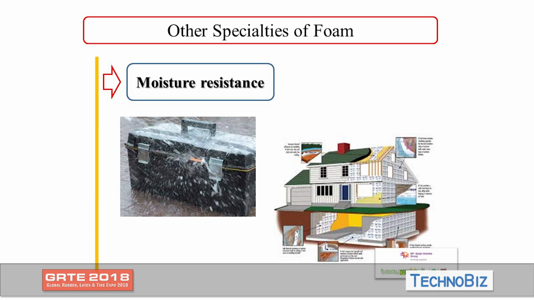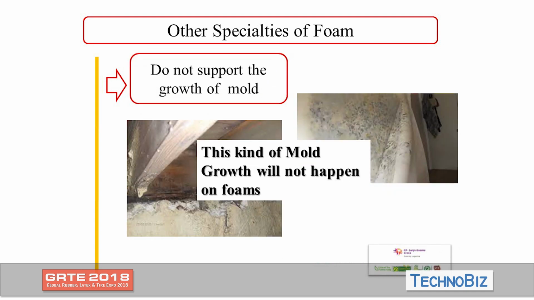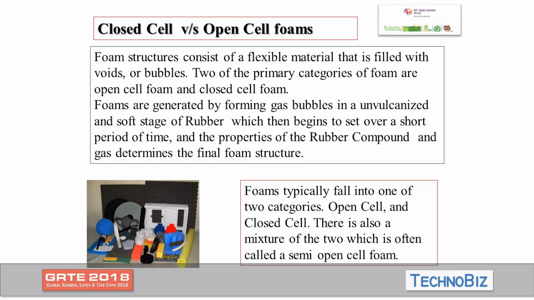Moisture resistance can be provided with the help of foam. It finds application mainly in building and construction. Another big problem is mold growth. In the olden constructions, we'll find a lot of mold growth, especially in areas where there's a lot of moisture, a lot of water. So with the help of certain rigid kinds of foams, we can totally get rid of this problem. This is a comparison between closed cell and open cell foam.